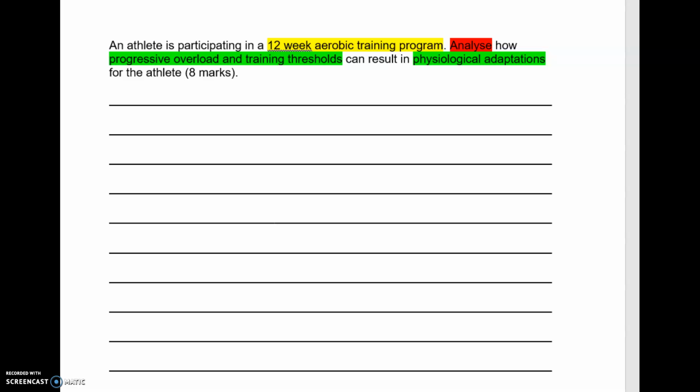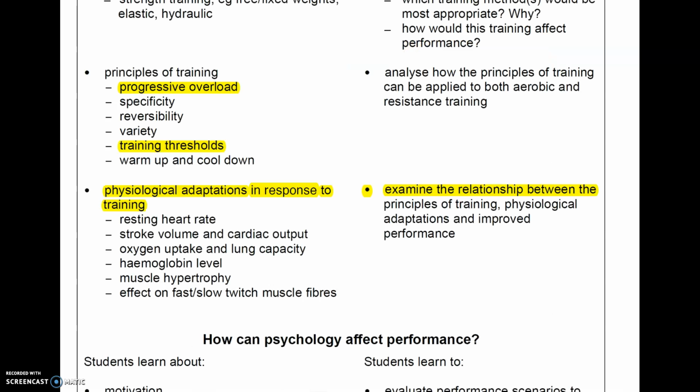Now, if we have a look at the syllabus, it is asking us on two principles of training: progressive overload and training thresholds. And it is asking us to at least mention all of the physiological adaptations, which is resting heart rate, stroke volume and cardiac output, oxygen uptake and lung capacity, hemoglobin levels, muscle hypertrophy, and effects on fast and slow twitch muscle fibers.